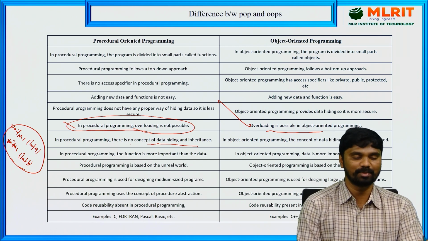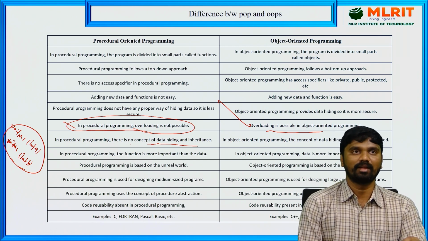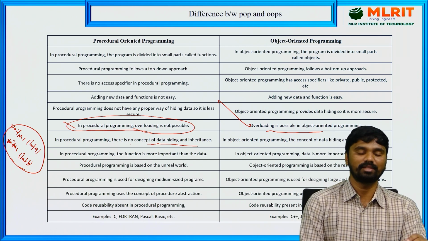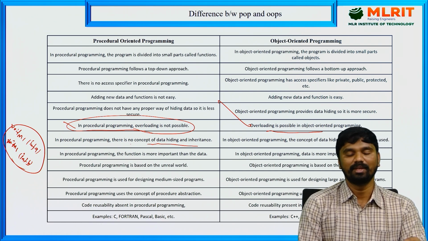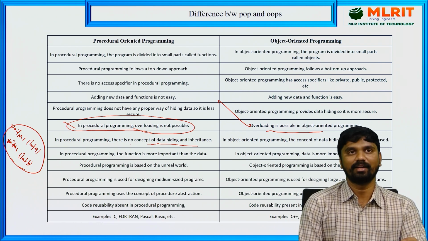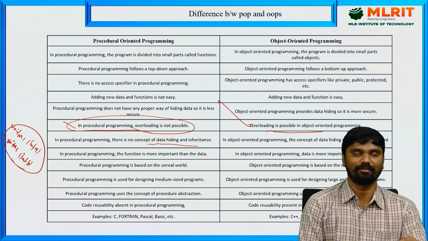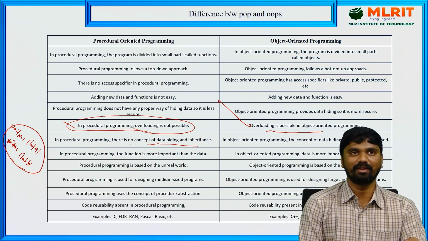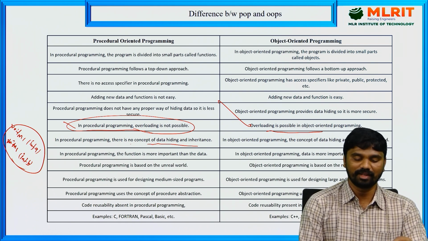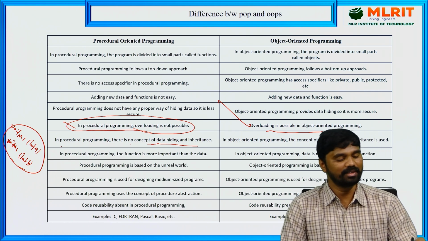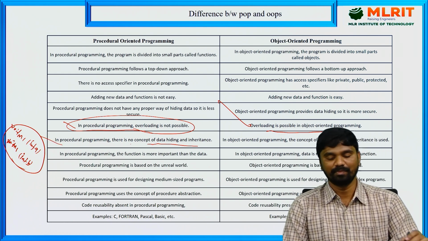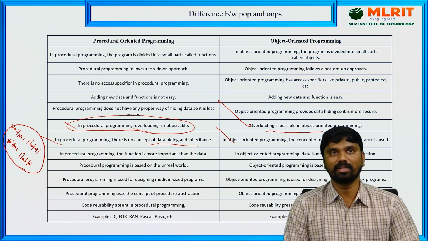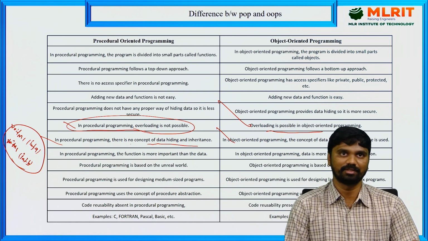So inheritance means what? Accessing the properties and behavior from the existing class. That means accessing the properties and behavior from where? From the parent class by the child class. That is called the inheritance concept. That is not available in procedure oriented programming, but it is available in object oriented programming language.